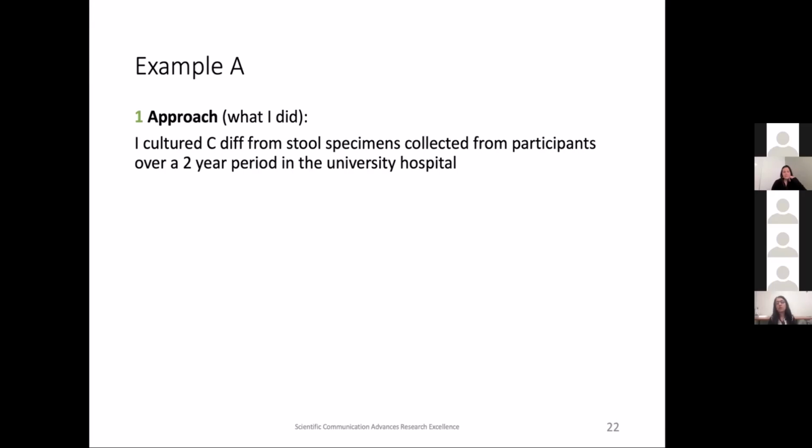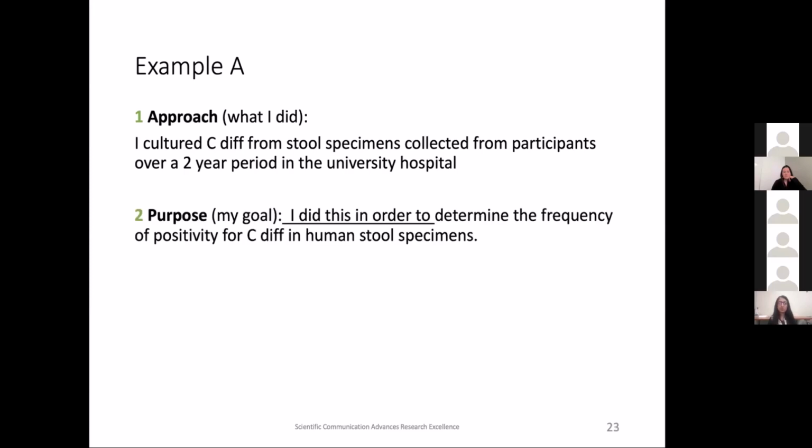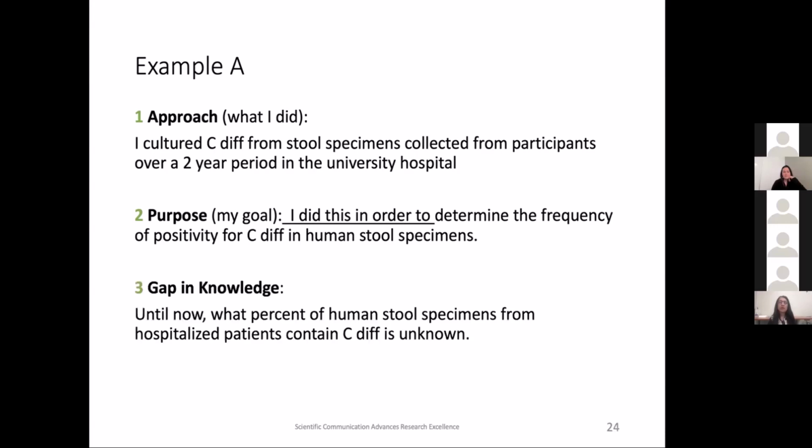Now, if we follow the template, the next one will be the purpose. And the words to get to the purpose are in order to. So I did this, the approach, in order to determine the frequency of positivity for C. diff in human stool specimens. And the next thing will be the gap. And why did I do this? What gap am I trying to fill? Because until now, what % of human stool specimens from hospitalized patients contain C.